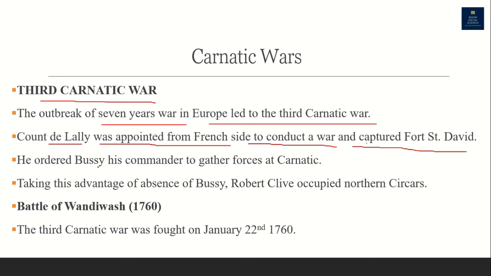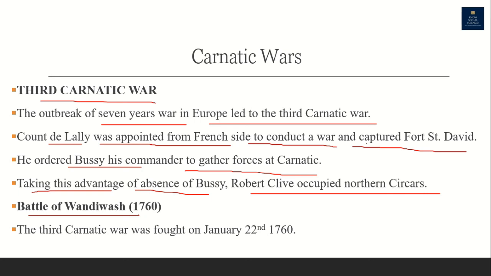David. He ordered Bussy to come down to the Carnatic with his army to make a united force to push the British out of the Carnatic. Taking advantage of Bussy's departure, Robert Clive sent Colonel Forde from Bengal to occupy the Northern Circars, that is the part of Andhra Pradesh and Odisha. Next, in this third Carnatic War, the important battle was the Battle of Wandiwash, in the year 1760.